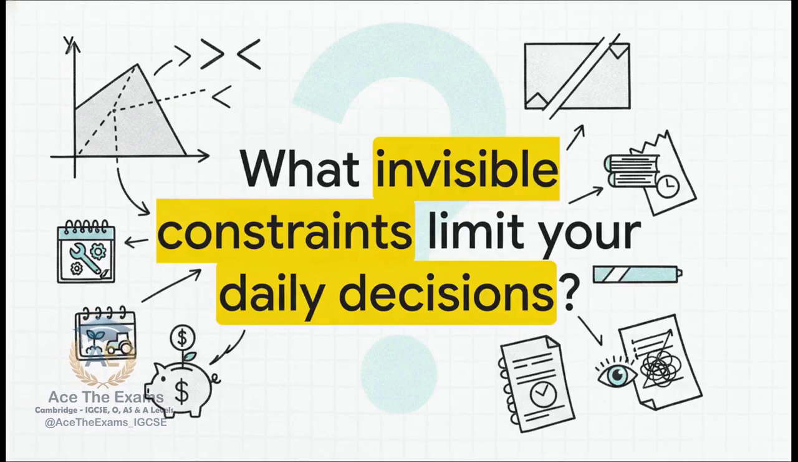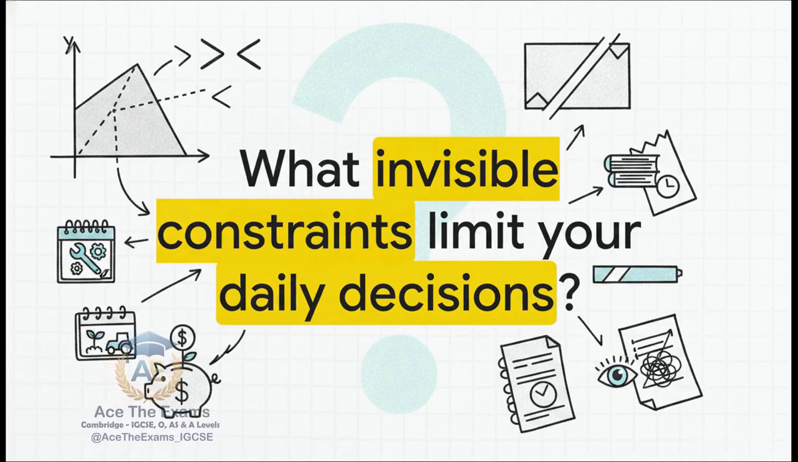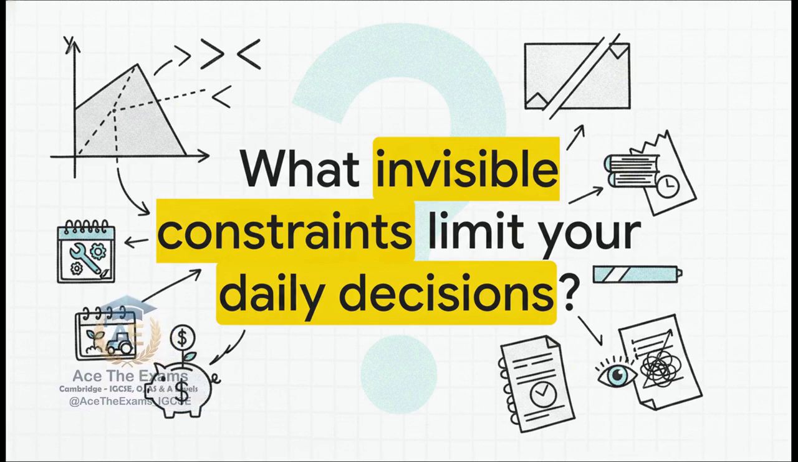From decoding simple greater than symbols to mapping out the schedules of mechanics and farmers, you now understand the mechanics of linear programming. It takes the overwhelming variables of life and traps them on a piece of paper so you can make the smartest possible move. Think about your own study schedule. What invisible constraints are limiting your daily decisions? And more importantly, how would they look if you graphed them?